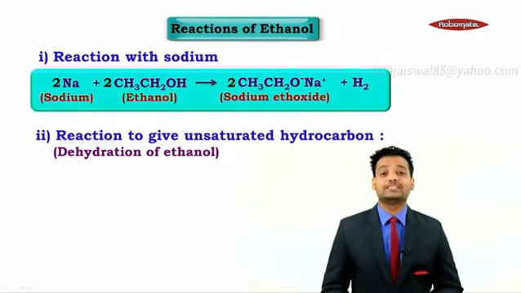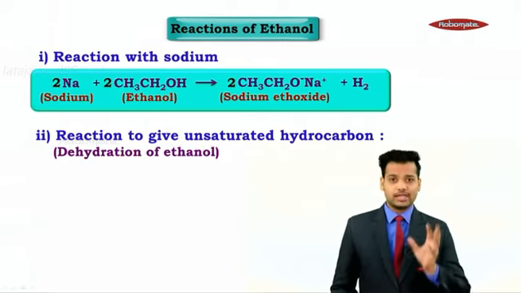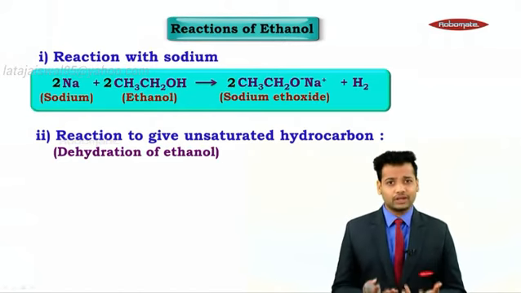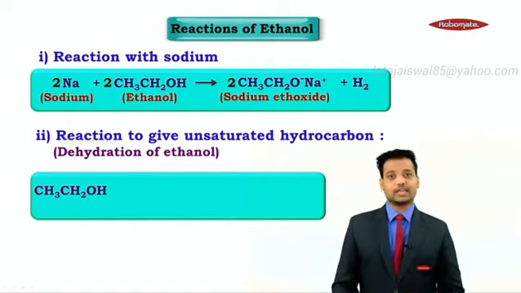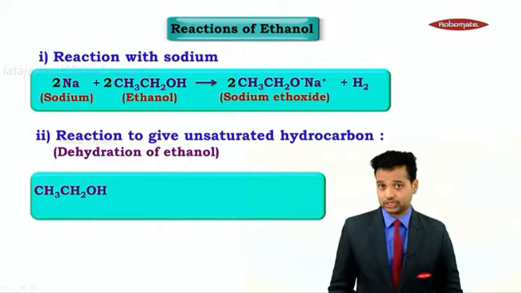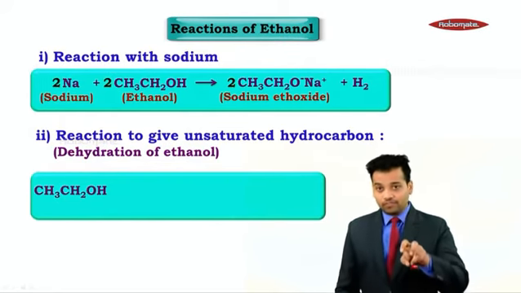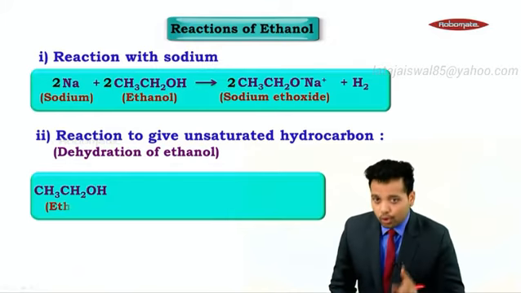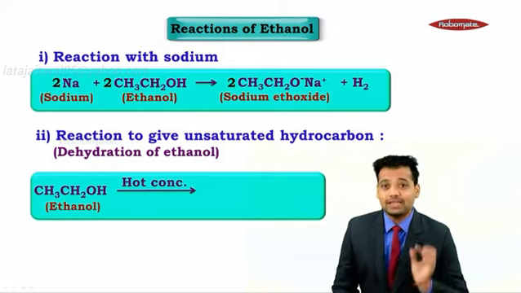Reaction to give unsaturated hydrocarbon, that is dehydration of alcohol. Dehydration, meaning removal of water. So what is ethyl alcohol? CH3CH2OH. You have to remember, you have to remove H2O. So remove two H's and one O. You will be left behind with C2H4. That is nothing but ethene.